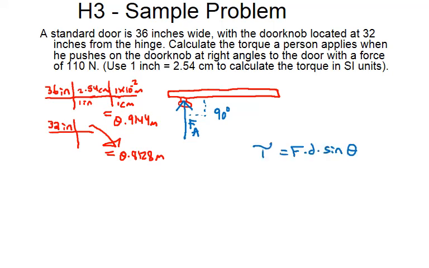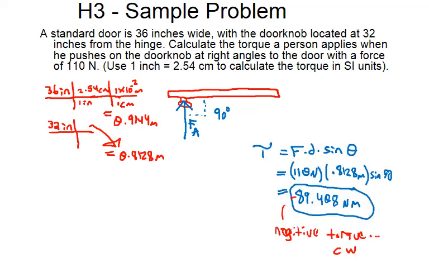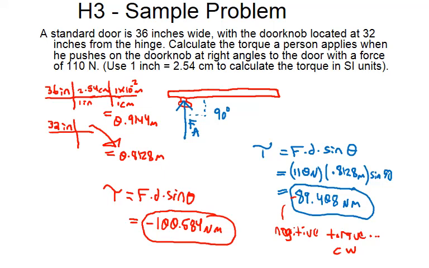Okay, so in this case, with 110 newtons at the 0.8128 meters, we get a torque of negative 89.408. That's because the torque is going this way, clockwise, and clockwise is negative torque. Pushing at the edge of the door over here, we get more torque, right? And it's also negative, and that should make sense because if the hinge is here, we're going to get more torque with a greater lever arm.